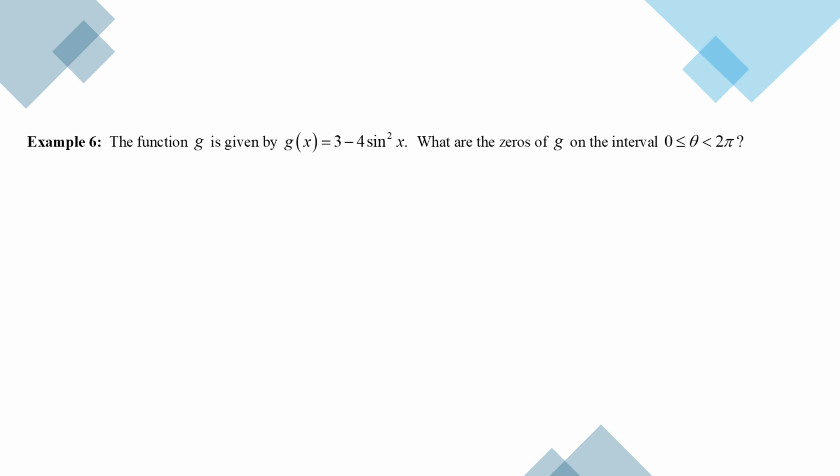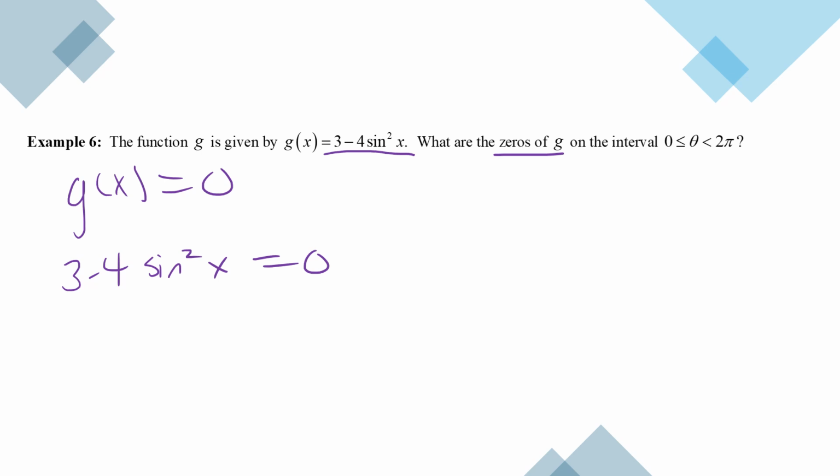So when you read this, it says that we have g of x equals 3 minus 4 sine squared x, and it wants us to find the zeros on the interval from 0 to 2 pi. Because it says zeros, that's telling us that we want g of x equal to 0. So we're plugging that in: 3 minus 4 sine squared x equals 0.